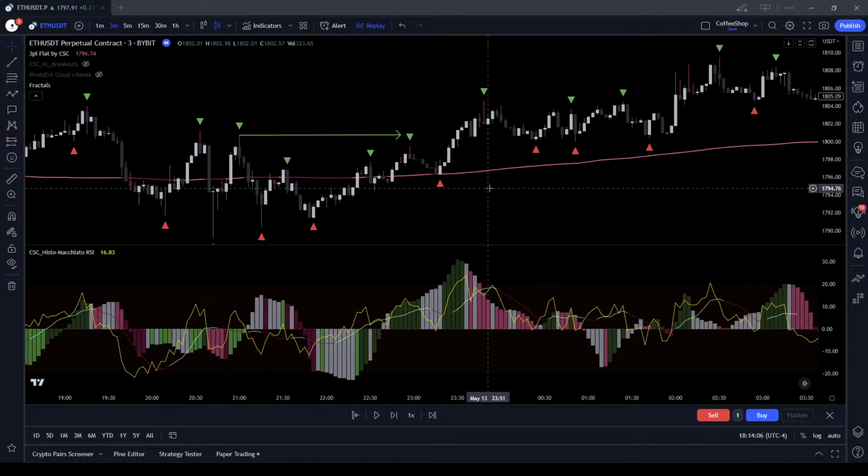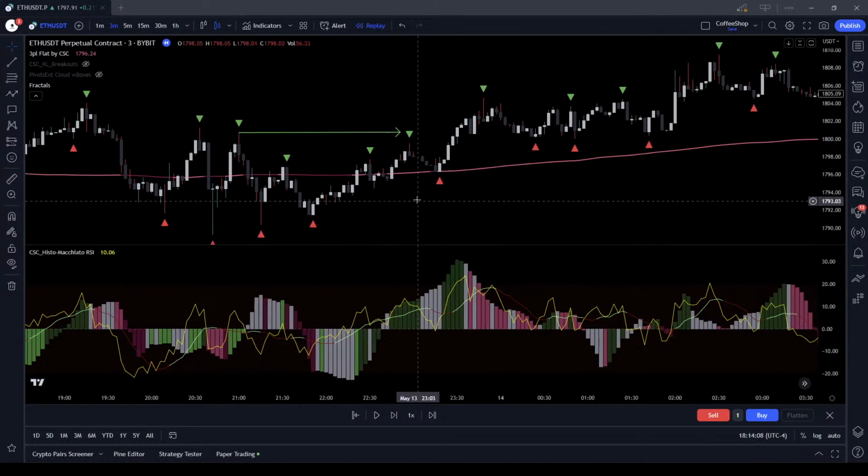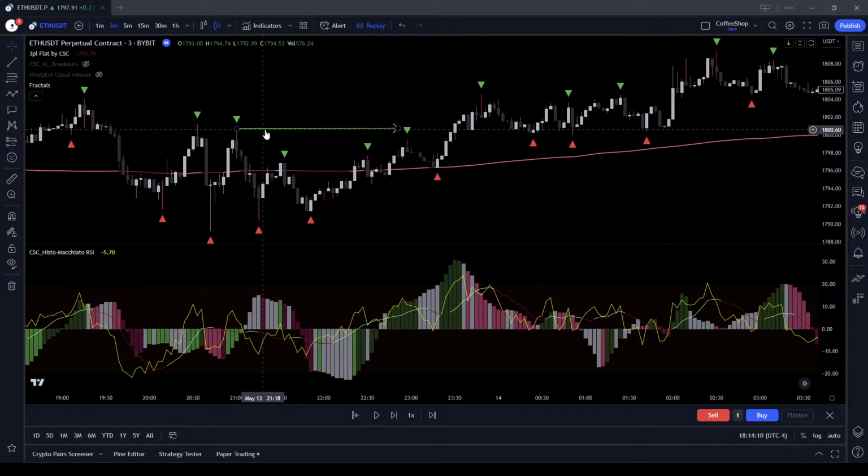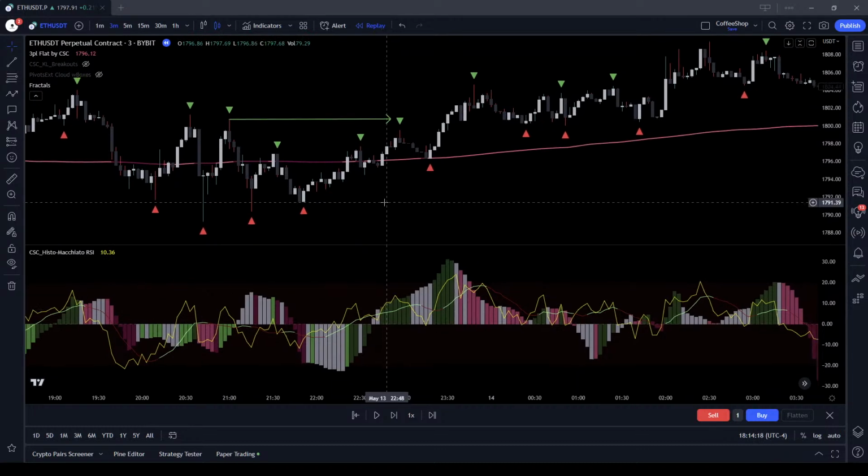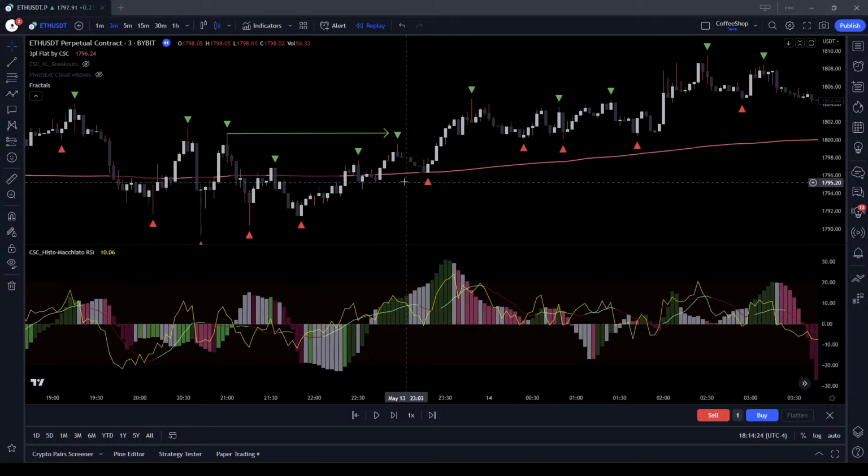Now, what do you do with the fractals once you get them? It would be really nice if they would draw lines out and you break that line, that tells you to enter into the market, like enter into a long trade, right? So that's the key thing. Your 200 period moving average is here, right? The only thing you care about above the 200 is the fractals on top. When your price is below the 200, you care about the fractals on the bottom.